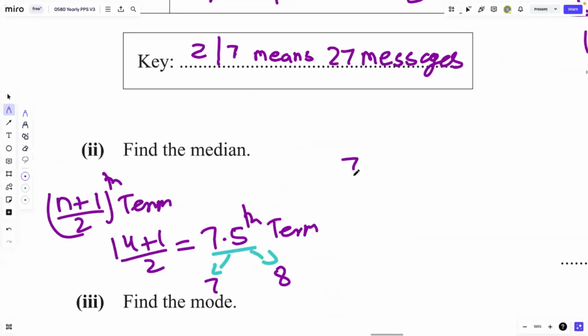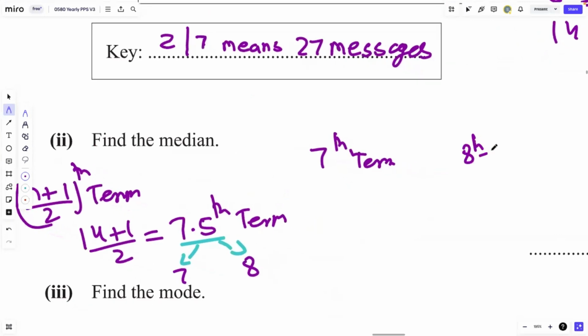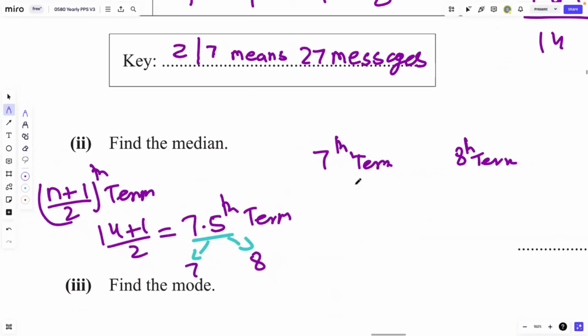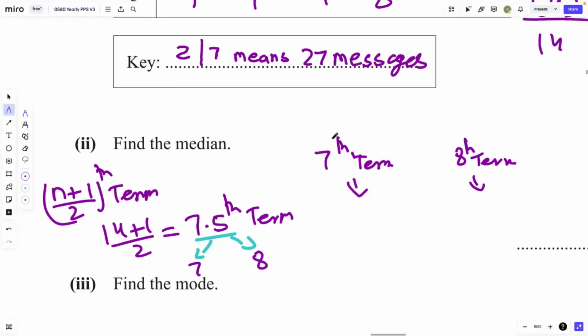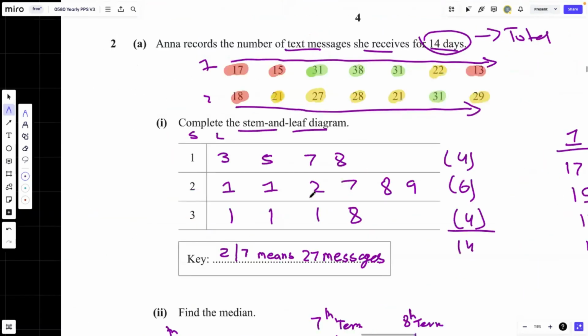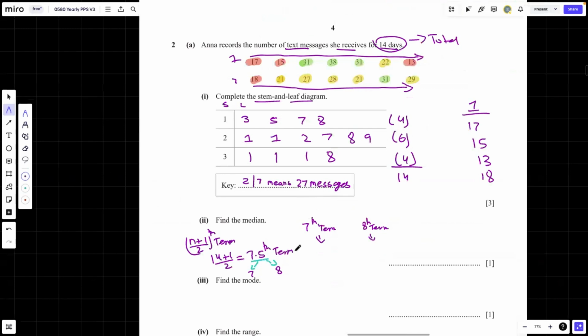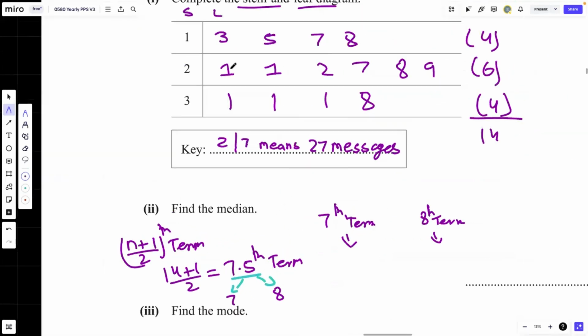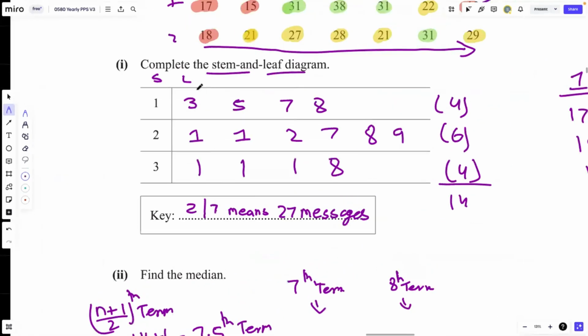So now we are actually in search of the 7th term and the 8th term. Let's find them. What's the 7th term and what's the 8th term? So again, the purpose of writing them in ascending order was also to help with such kind of questions. So that's 4 terms, and the end of the second row means you have a total of 10 terms, and then the end of the third row means you have a total of 14 terms. So that's your first term.